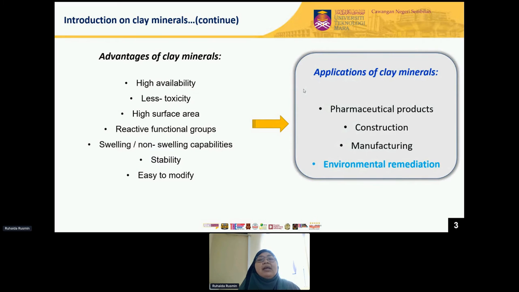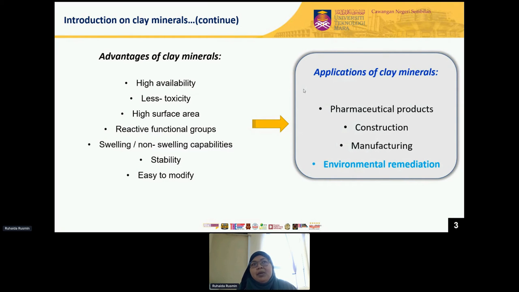Most clay minerals have reactive functional groups consisting of alumina and silicate, and depending on the type of clay, some have swelling capabilities and some do not. They are also stable and easy to modify. Due to these characteristics, clay minerals have a lot of applications, for example in pharmaceutical products.